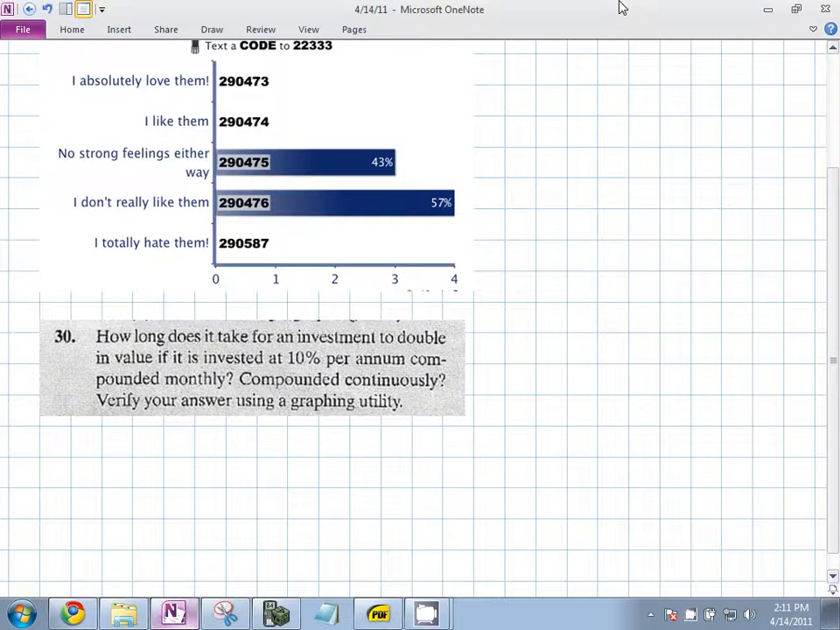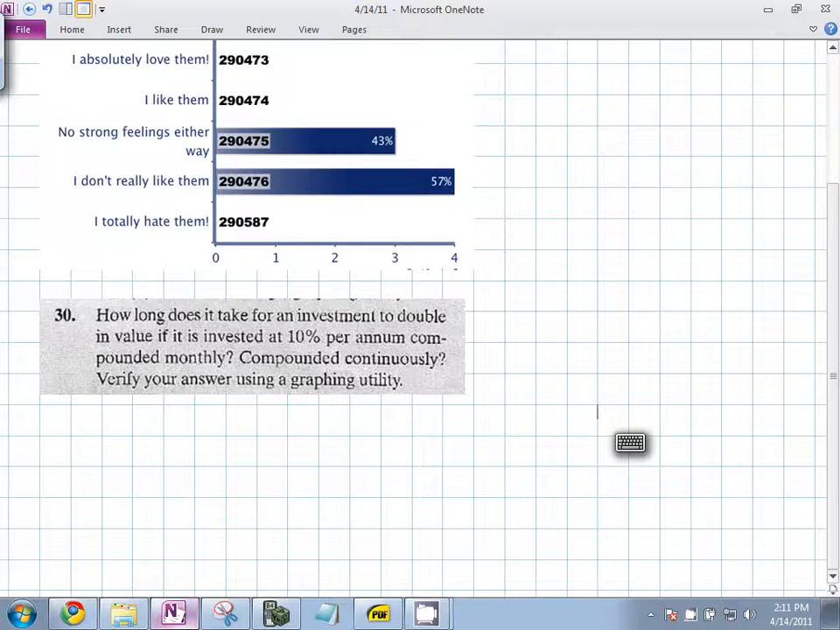How long does it take for an investment to double in value if it is invested at 10% per annum compounded monthly? What does per annum mean? Per year. Annual, yeah, that's correct. So we're talking about our nice, straightforward formula.